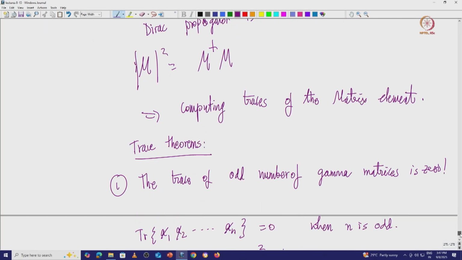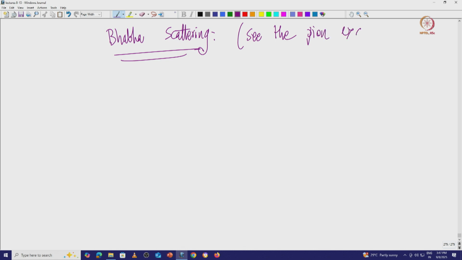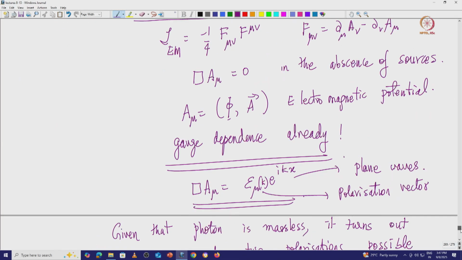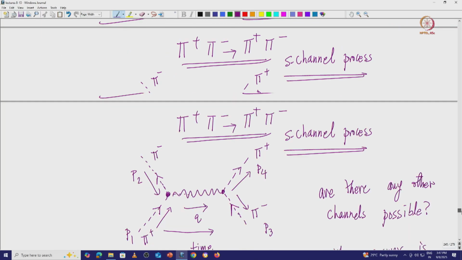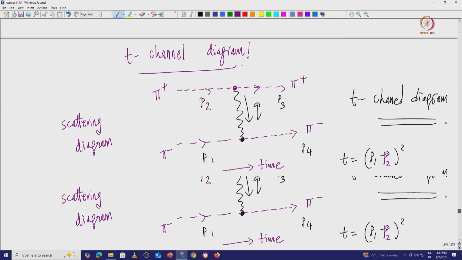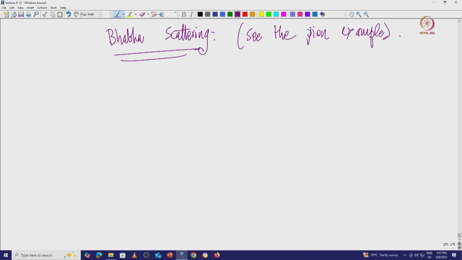So we have dealt with Compton scattering. So let us look at Bhabha scattering. Now for Bhabha scattering we have seen the pion example. It's the same thing here also. These are the two diagrams, the T channel diagram and the annihilation diagram. So it is exactly the same thing. Okay. The annihilation diagram.